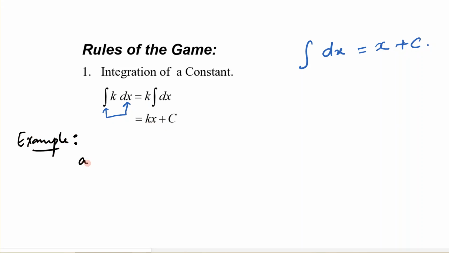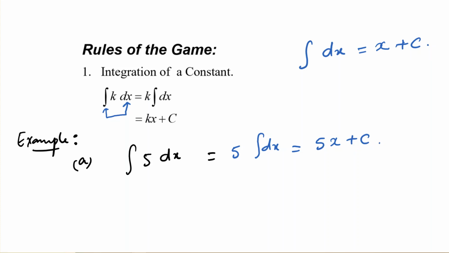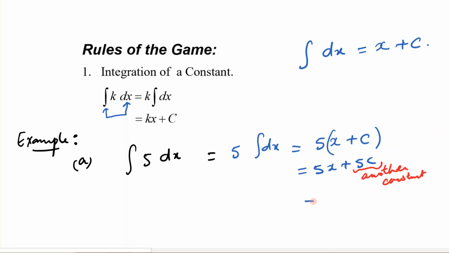For the first one, if you want to take the integral of 5 dx, what should be the answer? It would be 5 times the integral of dx, which is 5 times x plus c. So don't forget the constant of integration. Or you can even write x plus c in place of the integral of dx, which is again 5x plus 5c. And if you think about this, 5c is another constant. So rather than writing 5c, you can simply write 5x plus c.